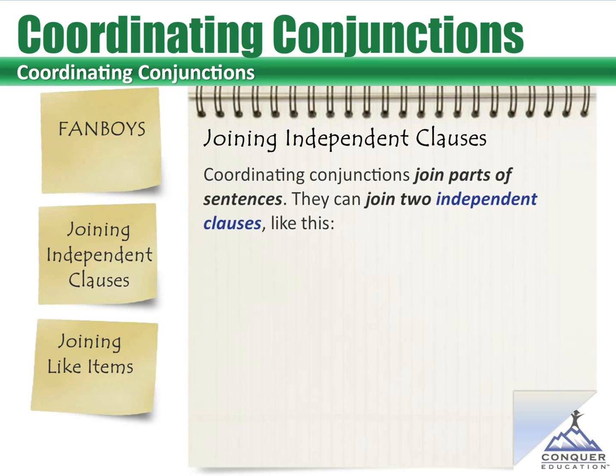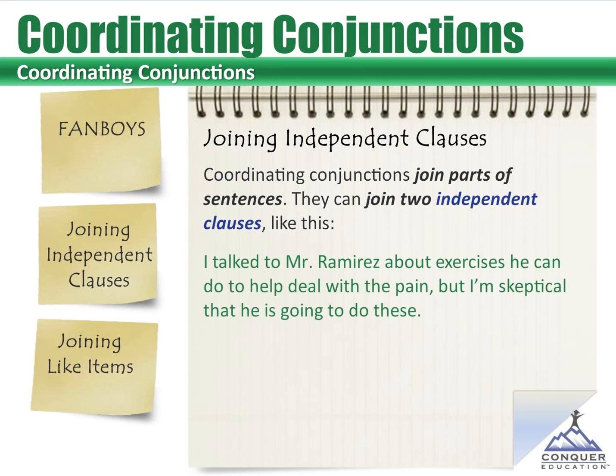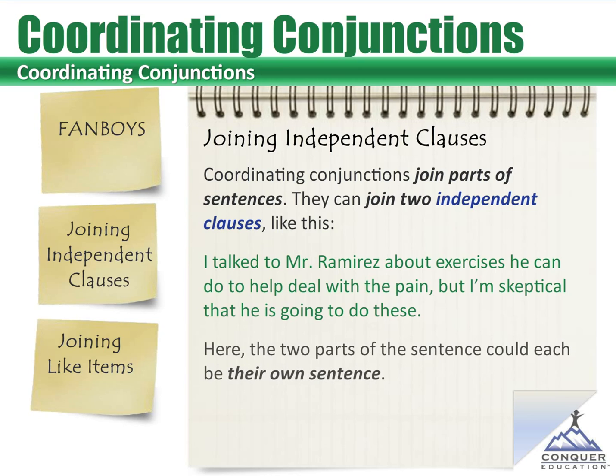Coordinating conjunctions join parts of sentences. They can join 2 independent clauses, like this. I talked to Mr. Ramirez about exercises he can do to help deal with the pain, but I'm skeptical that he is going to do these. Here, the first part of the sentence and the second part could each be their own sentence. That's what makes each an independent clause. Each can stand on its own as a separate sentence. Dr. Myers used the coordinating conjunction but to join them because they're related in what they say.